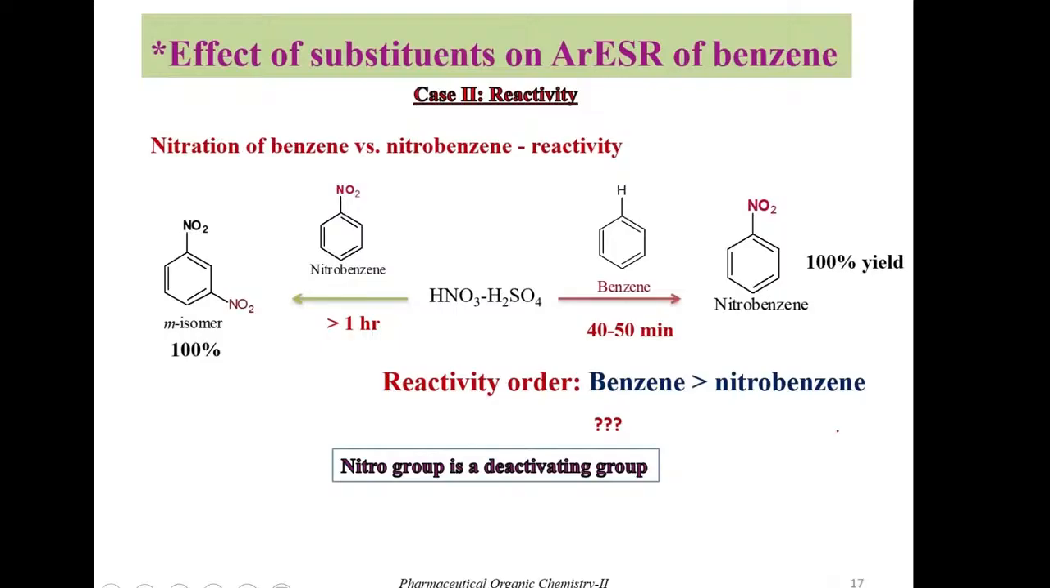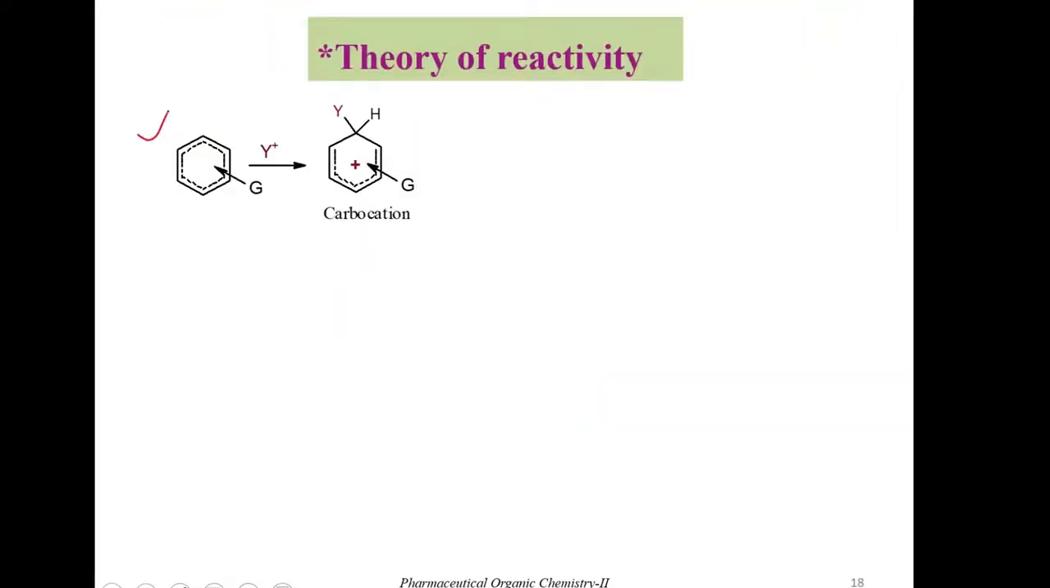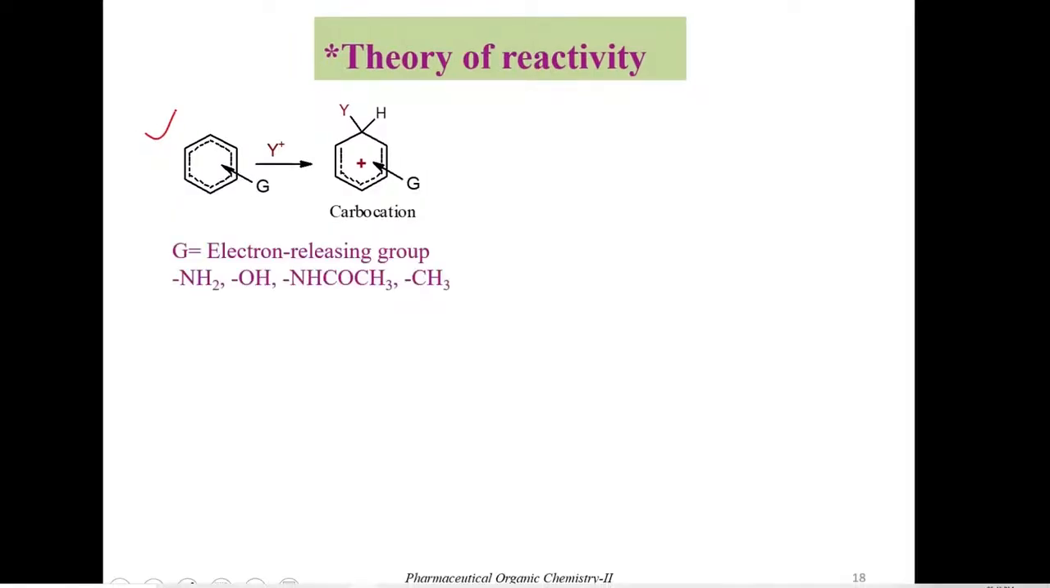Now let us try to understand how methyl group acts as an activating group while nitro group acts as a deactivating group through the theory of reactivity in case of monosubstituted benzenes. Again, to understand this particular concept, we have to consider the rate determining step, that is the carbocation formation in both these examples. So the first structure here represents the resonance hybrid structure of the monosubstituted benzene. Here G is an electron releasing group. Amino group, hydroxyl group, acetamido group and methyl group. These are the examples for electron releasing groups.